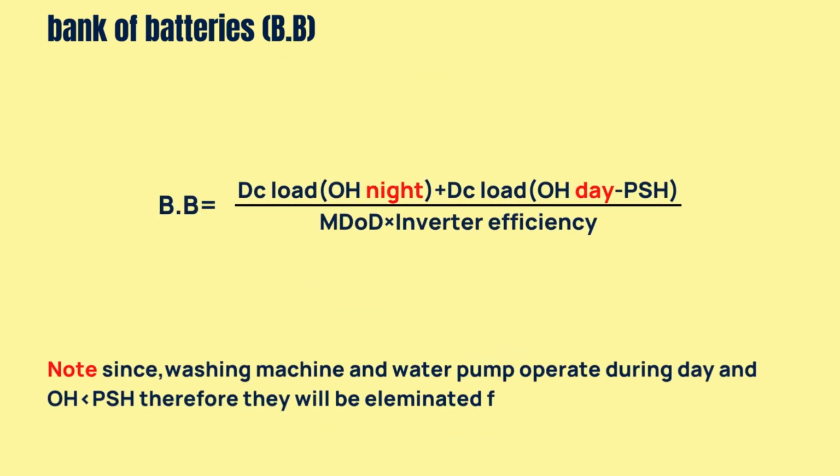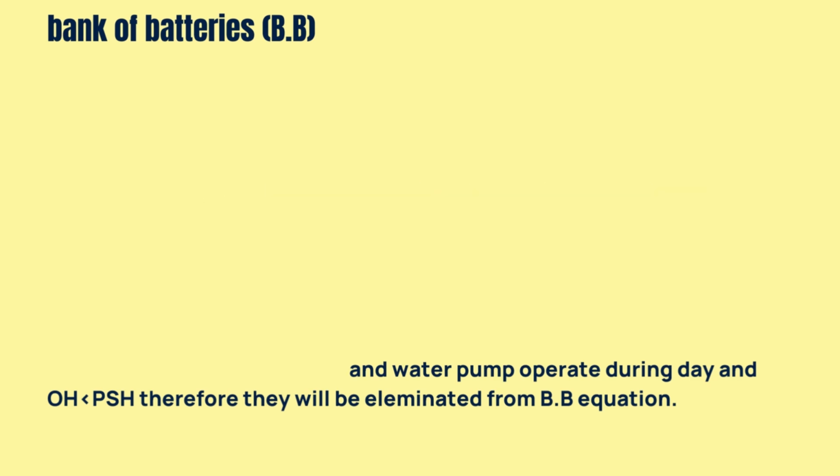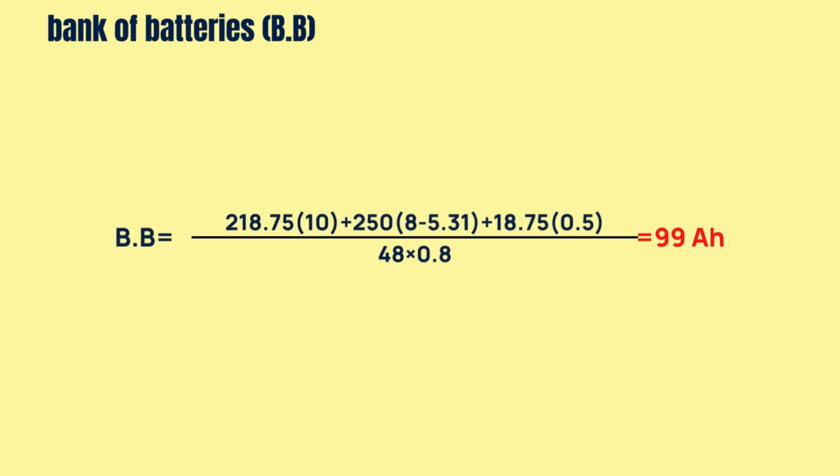Note that if we have an appliance that operates during the day, and its operating hours are less than the peak sun hours, we don't need to include it in the battery bank equation. Therefore we eliminated the washing machine and water pump. So we have a 99 ampere-hour battery bank.